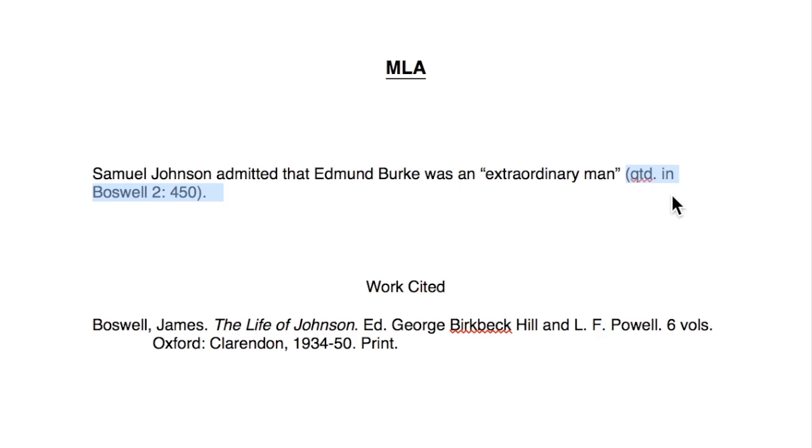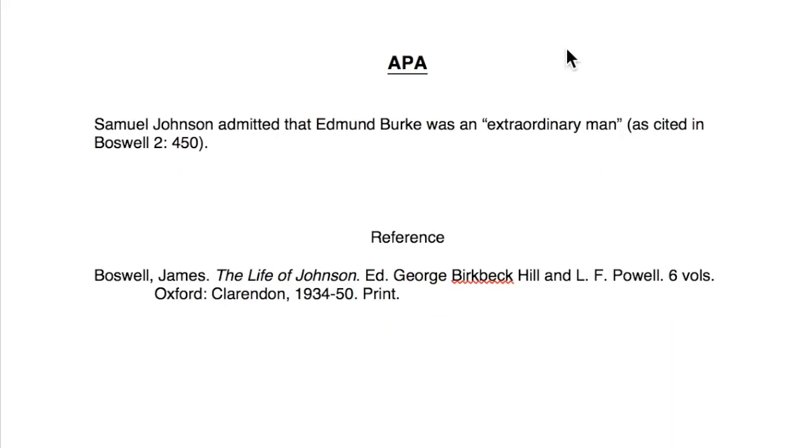Citing indirect quotes in APA is very similar to MLA. Let's take a look at the same example, only this time it will be in APA format. Again, you should name Samuel Johnson the original source, just like in MLA, but the parenthetical citation will be slightly different. Instead of adding the words quoted in to show that the information was not originally Boswell's work, you will add the words as cited in.